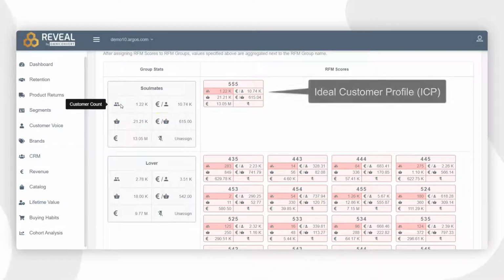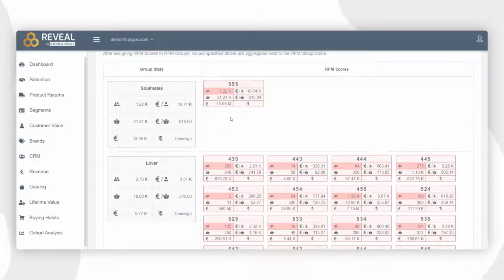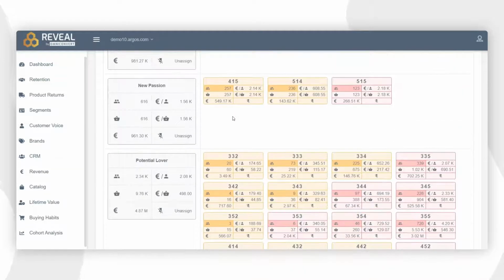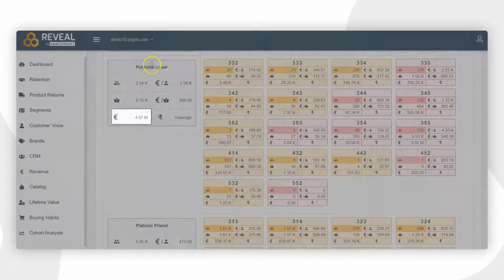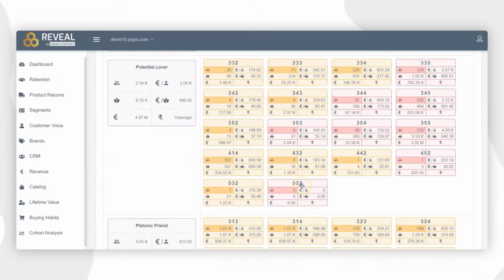What to do next? So, the soulmates are your ideal customer profile. If you can identify them, you will be able to grow your revenue. You can tailor customer experience based on their buying behavior in order to delight and retain these customers. If you have potential lovers in your database, the ones who bought recently, placed very few orders or very high value, who bring an important part of your revenue, you may want to understand what made them choose you and what you can do to make them stay for more than a one-night stand through an online survey.